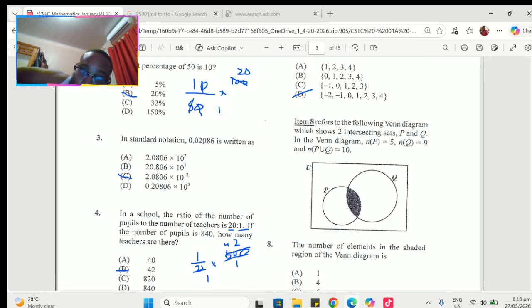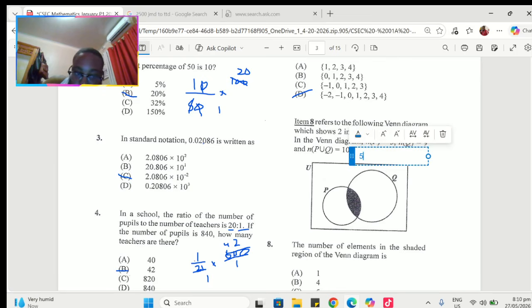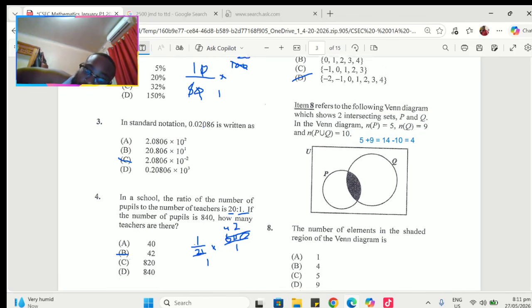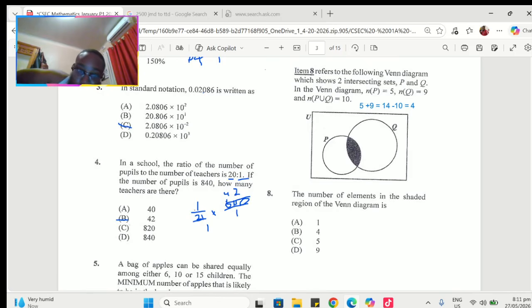P and Q intersecting, right? So it has 5 in P, and it has 9 in Q. So in total, that's 14, right? But they're saying P union Q is 10. So if I minus 10 from this, what remains will be the amount that's in both P and Q, which is what we're looking for. And the answer is 4. So the answer will be B.